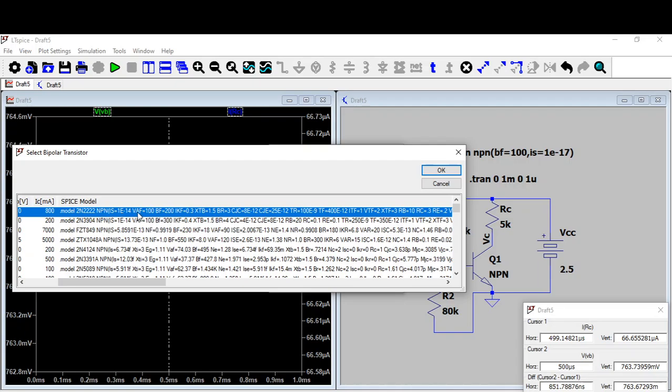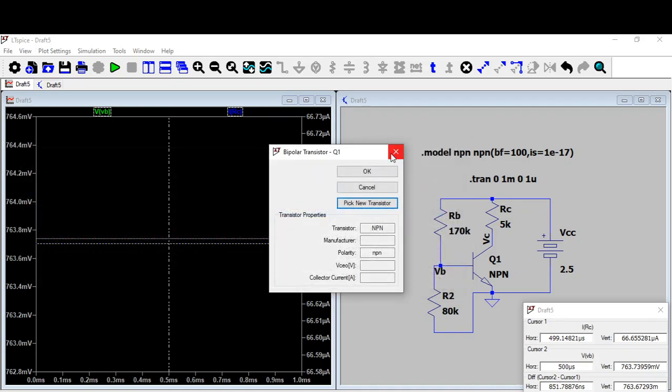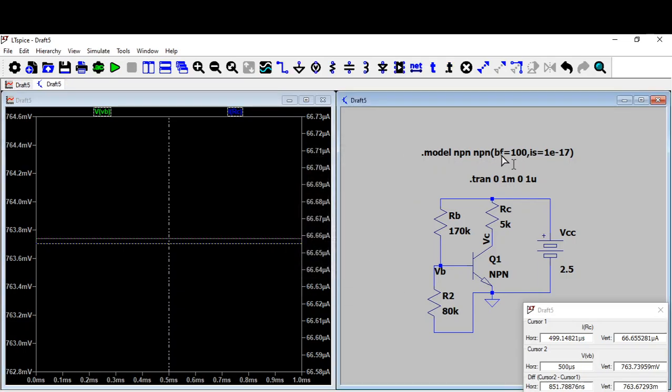There are so many other parameters, VAF, IKF, XTB, and you can see the junction capacitances. So all these are there, but we have not considered all those. We have considered only two parameters, that is IS and beta F. IS corresponds to leakage current between base and emitter. It is not ICBO. ICBO is between base and collector. This is between base and emitter. Because the emitter is heavily doped, leakage will be lesser. So 1 into 10 power minus 17 is the value of IS.